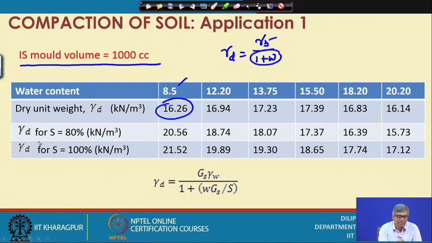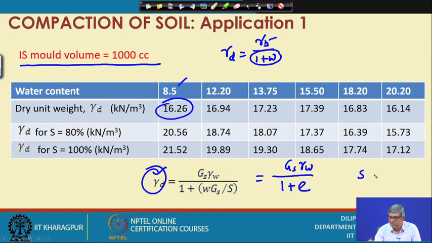Now if you plot water content versus dry unit weight, we will get a curve, which I will come to later. Now I have to find gamma D for S equal to 80% and gamma D for S equal to 100%. The gamma D expression is like this: gamma D equals Gs gamma W by 1 plus e, and S into e equals w into G, so e can be substituted as wG by S. That is what we have done.